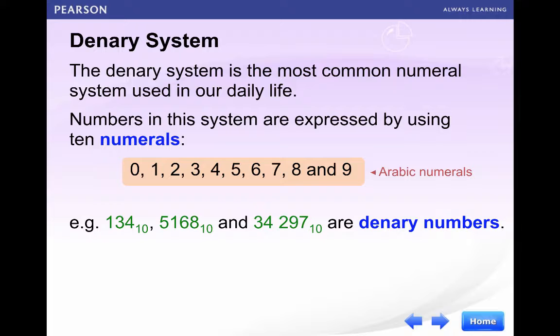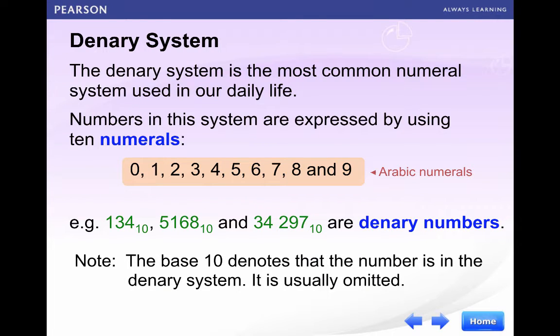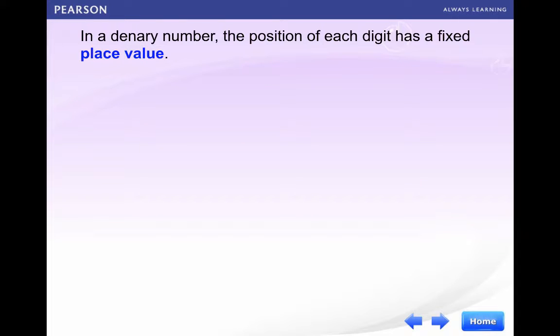So 134 base 10 means 134. 5168 base 10 is 5168, and so on. Because we usually use the denary system, we usually omit the base 10. We don't write it in our daily life. How about other kinds of values?